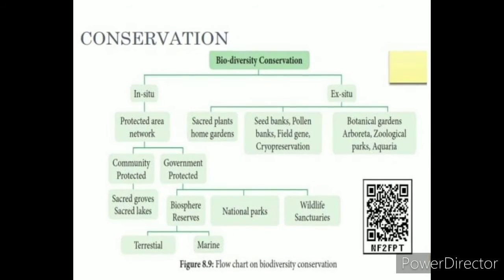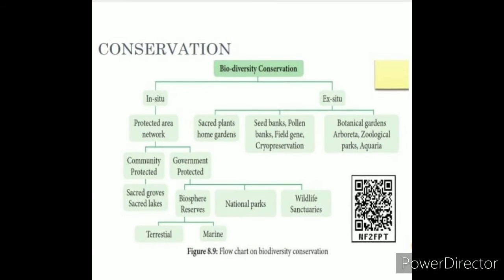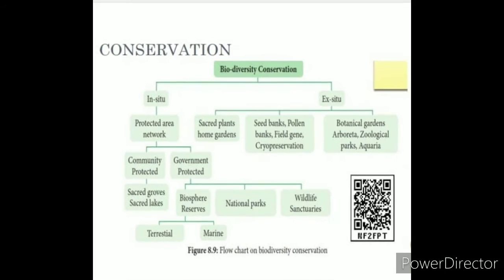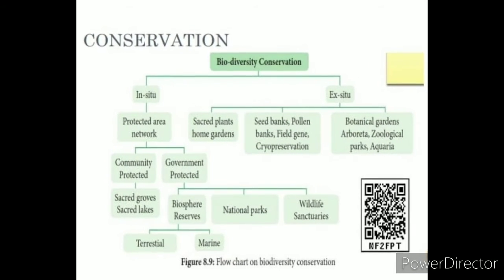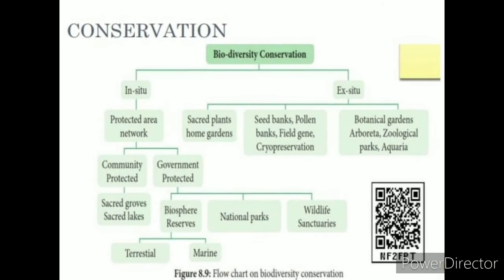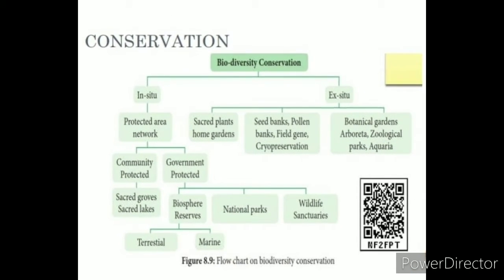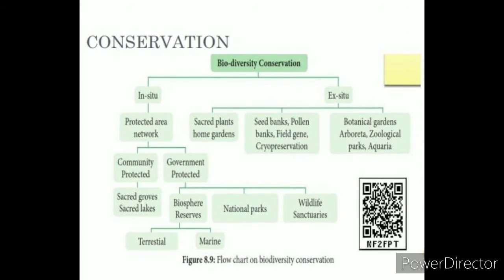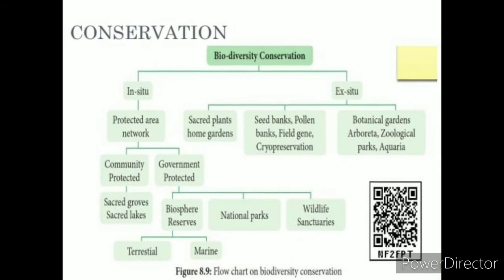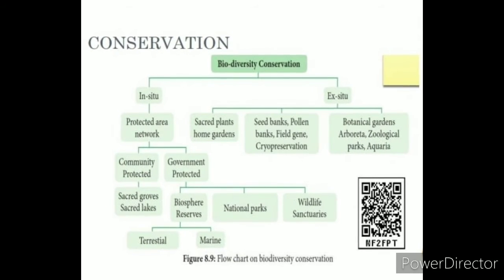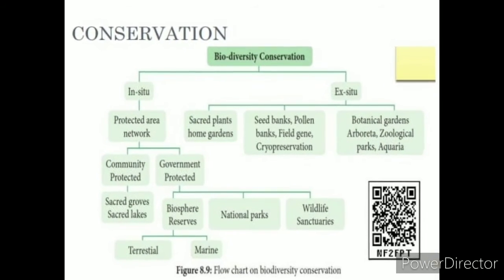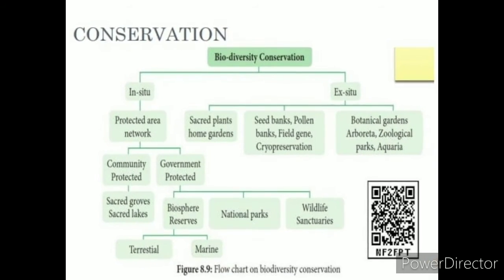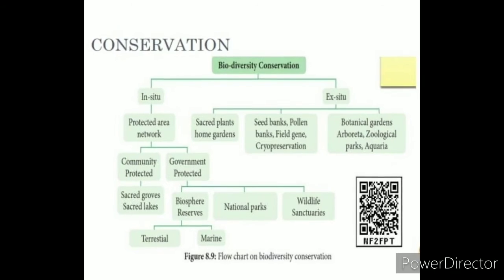Biodiversity conservation can be classified into two: in situ and ex situ conservation. In situ conservation includes protected area network. That is of two types, community protected and government protected. In community protected, that is sacred groves and sacred lakes. Then government protected areas, that is biosphere reserves, national parks and wildlife sanctuaries. The biosphere reserves may be terrestrial or marine.